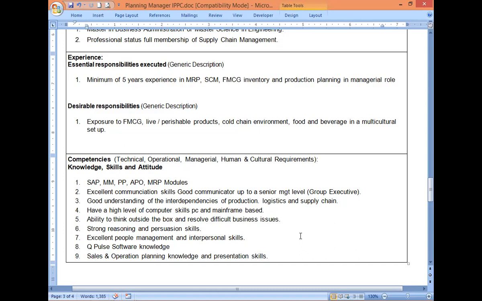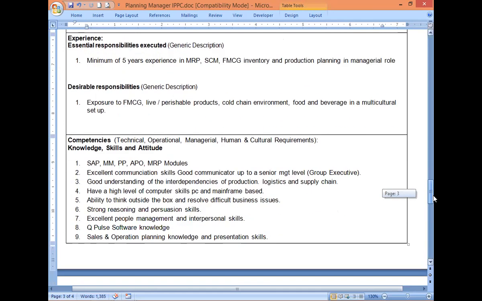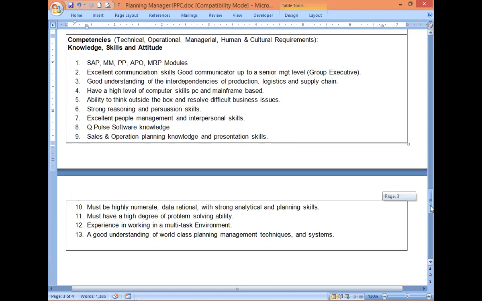A high level of computer skills, PC and mainframe based. Ability to think outside the box and resolve difficult business issues, strong reasoning and persuasion skills, excellent people management, interpersonal skills, QPOL software knowledge. That's what I was talking about earlier when I was saying about the QPOLs. That's a software for the documentation like SOP, and also even the job descriptions are being placed in that software. Sales and operation planning knowledge and presentation skills. So those are the competencies which I have written earlier for you. You don't have to. There are more.